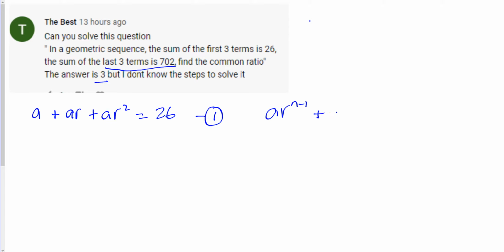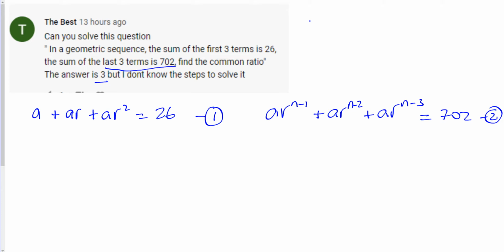The one before that will be a times r to the power of n minus 2. And the one before that will be a times r to the power of n minus 3. And I know that the sum of those last three terms is 702. So there are the two basic equations I've got, which I need to solve simultaneously.